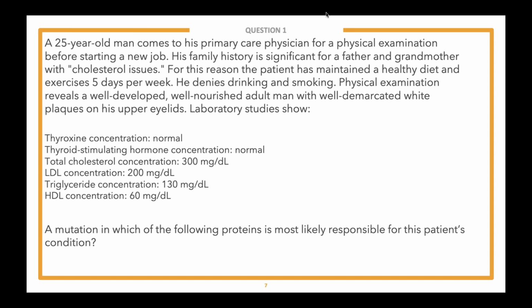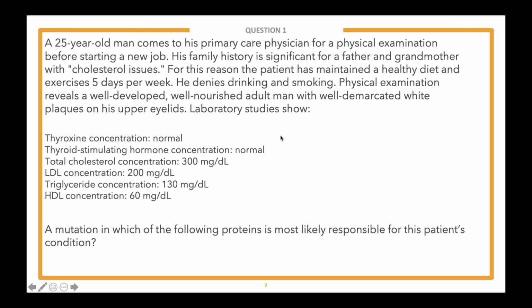So once we've covered that up, we will read the last sentence or the lead-in. Let's do that now. A mutation in which of the following proteins is most likely responsible for this patient's condition?